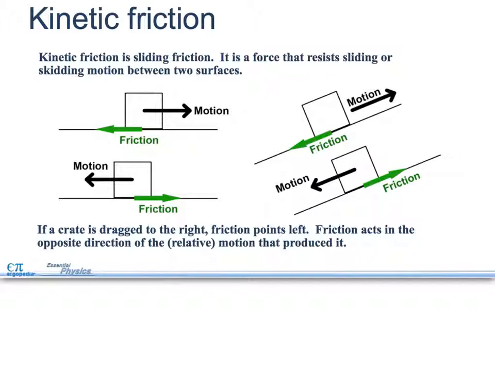Kinetic friction is sliding friction. It is a force that resists sliding or skidding motion between two surfaces. So if the motion goes this way, friction goes that way. Motion's going this way, friction goes that way. Are you catching what's happening here? Whatever the way motion goes, friction goes the other way. It is everywhere. We can't get away from it. It's the nemesis of all physics problems. If a crate is dragged to the right, friction goes left.